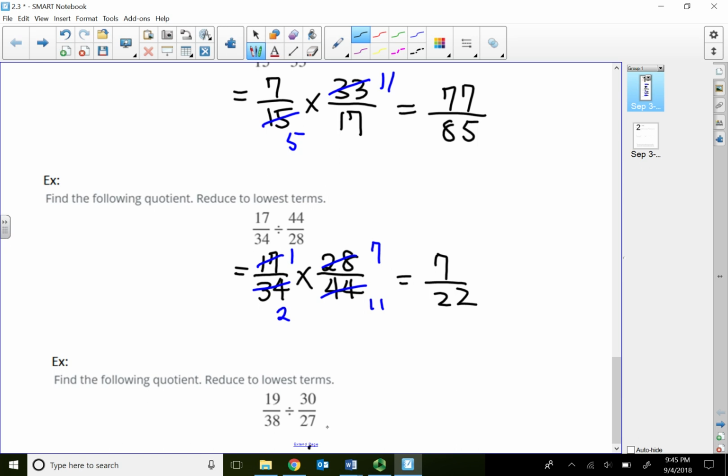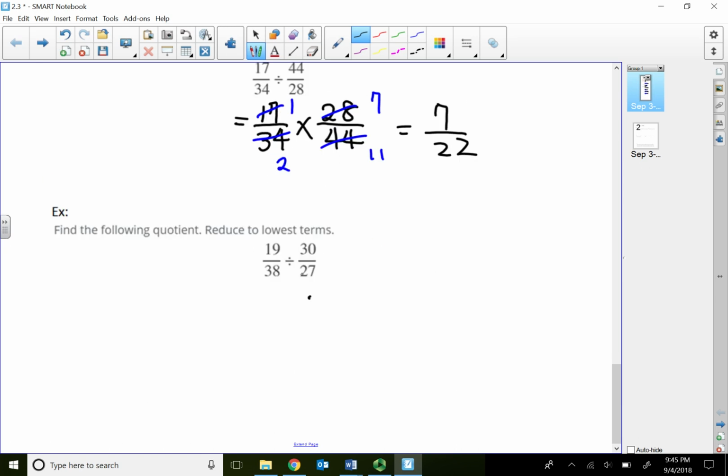All right, one last one. This one and that one are almost similar, because dividing by 30 over 27, I can write this as 19 over 38 still, times the reciprocal, 27 over 30. And I know 19 times 2 becomes 38, so 19 and 38 can be reduced by 19. That gives me 1 and 2. 27 and 30, top and bottom, can be reduced by 3. That will give me a 9 and a 10.